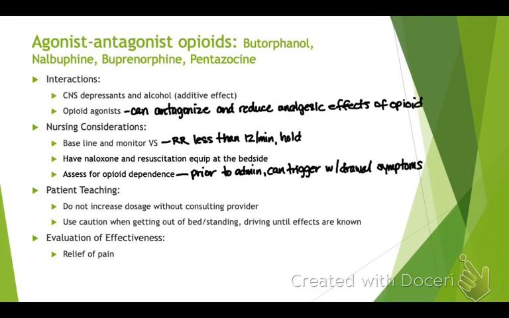Patient teaching, again, do not increase the dosage without consulting their physician. Use caution when getting out of bed or standing, especially driving, until they know how it's going to affect them. And again, evaluation of effectiveness. So if they have relief for pain, we know that it's working.